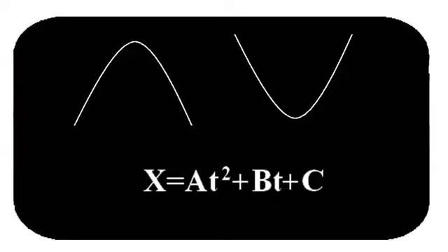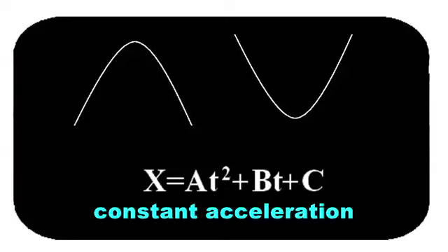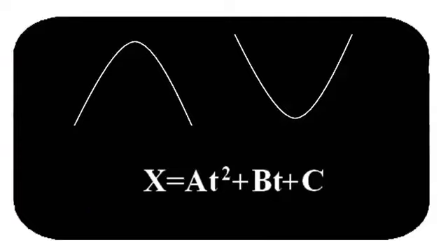Note that if the equation is parabolic, the object moves at a constant acceleration. This discussion is very important. We will look at it after the topic of constant velocity.